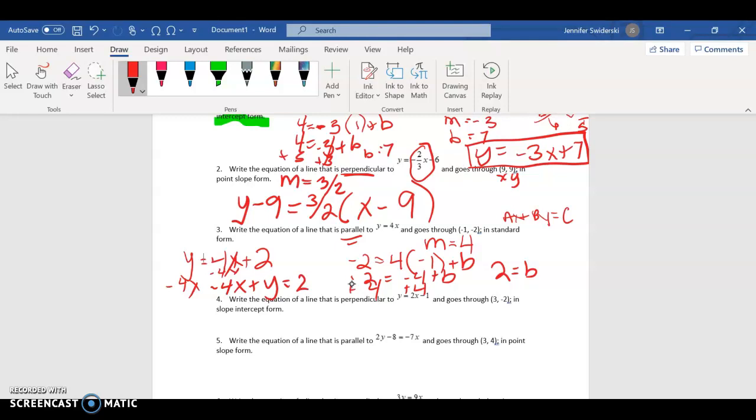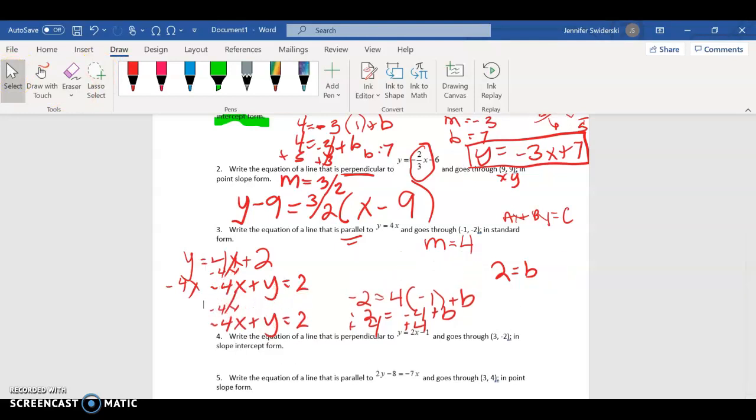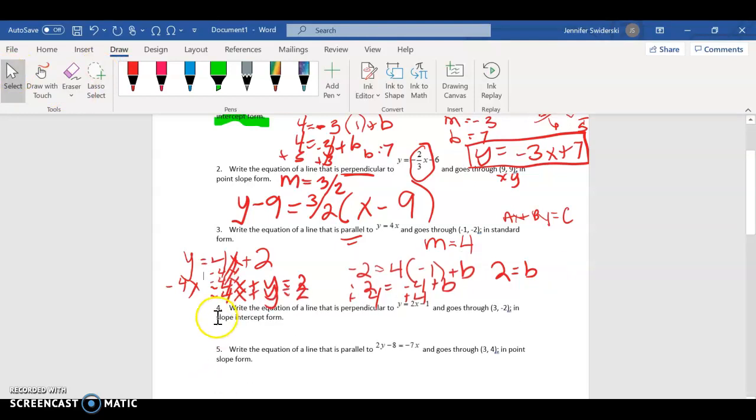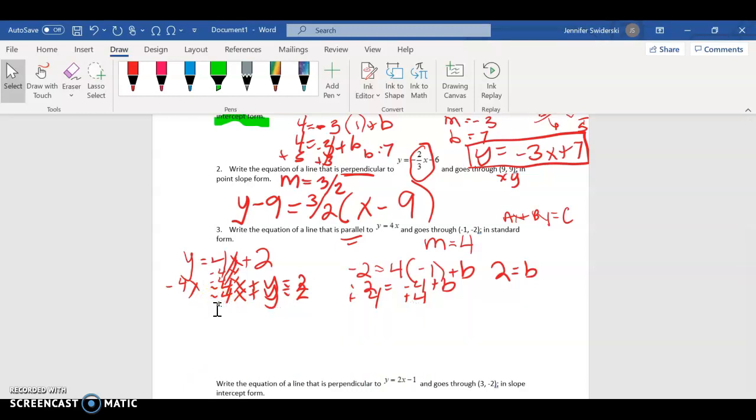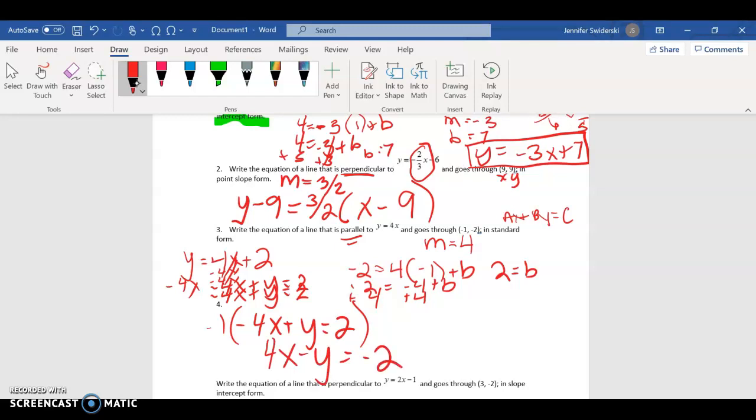Not done. I can't have a negative. So what I'm going to do next, let me see if I can get some more room. Okay, we'll just go with it for now. So we had -4x plus y equals 2. I'm going to multiply everything by negative 1 so that a could be positive. So 4x minus y equals negative 2 for that one.